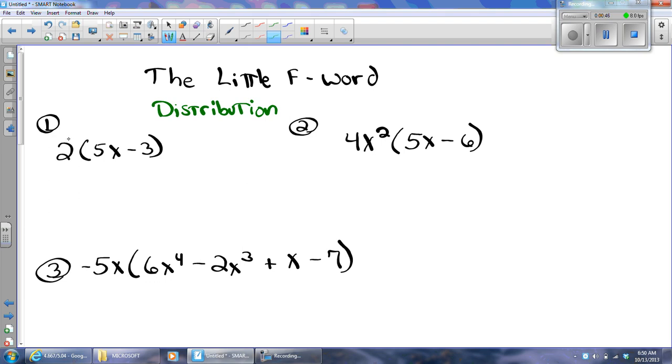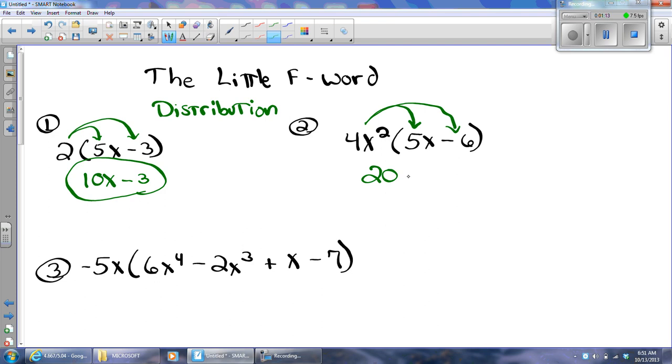All right, first of all, I'm going to distribute this 2, and I'm going to multiply everything in the quantity by the 2. And 2 times 5x is 10x. And 2 times negative 3 is negative 6. And there we go. Wow, that was hard. All right, let's multiply 4x squared times 5x, and let's multiply that times 6, and 4 times 5 is 20. X squared times x is x cubed, minus 24x squared, and there we go.